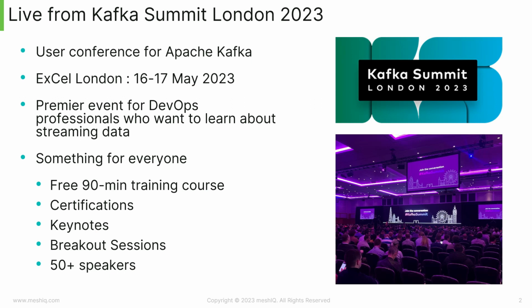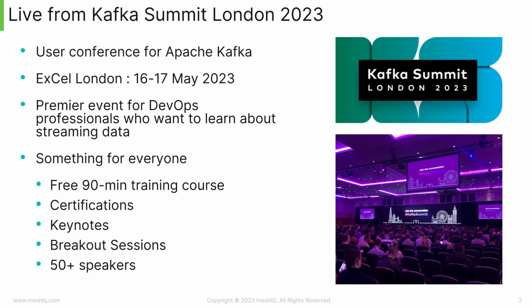Well, the Kafka Summit is a live event that's hosted in person this year at the Excel London Exhibition Centre. This event takes place once a year, and it's the premier event for all DevOps professionals who want to learn about Kafka and streaming data. There's something for everyone. There's free 90-minute training courses that are offered on both days of this event that begin with an overview of Kafka, its core concepts, what Kafka is used for, provides an introduction to data streaming, and it concludes with best practices for developing applications with Kafka.